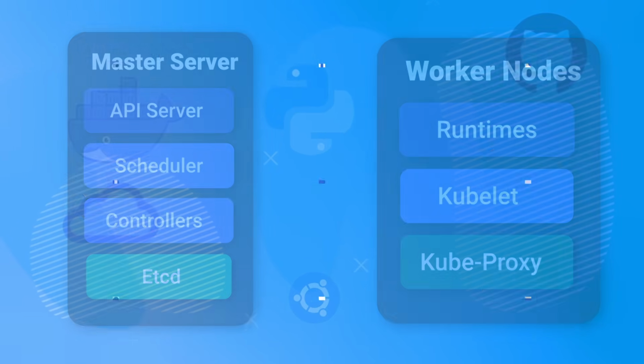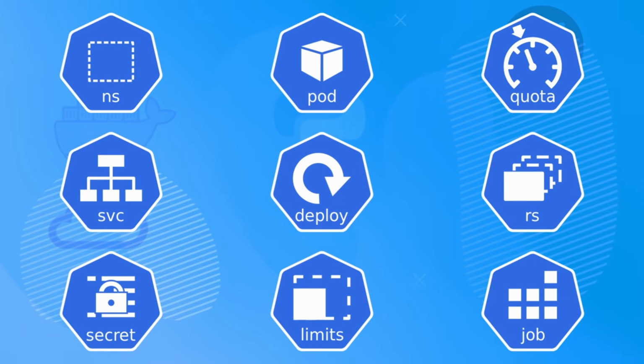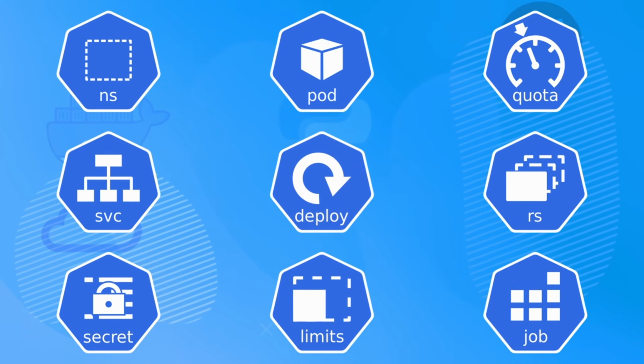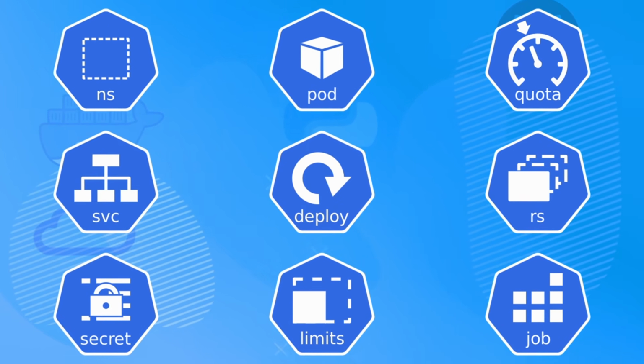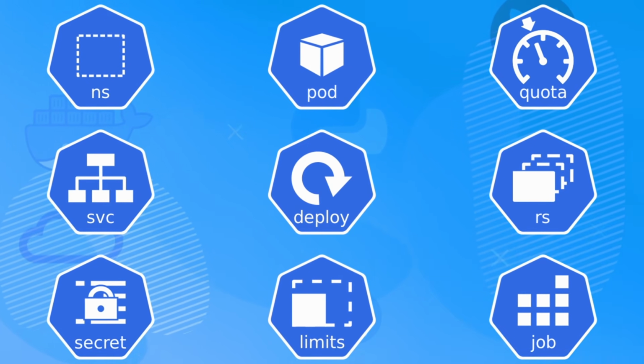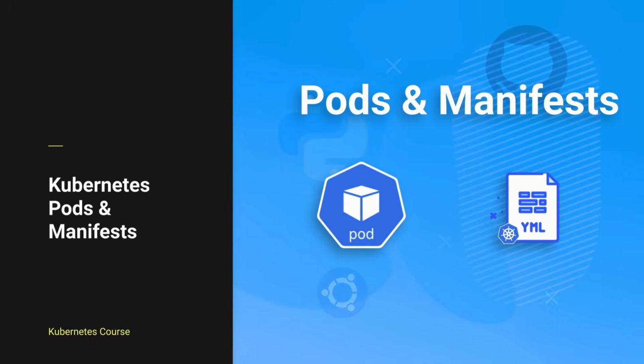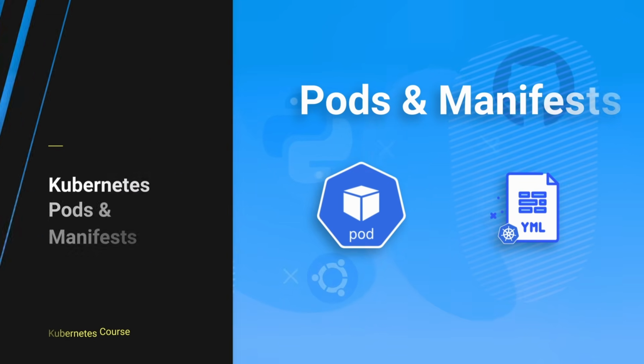Now let's have a look at the logical components of Kubernetes that make this all work, such as pods, deployments, ReplicaSets, services, volumes, ConfigMaps, and how we manage those components using a combination of kubectl and manifest files. Pods and manifests. Pods are the smallest deployable unit that you can create and manage in Kubernetes.